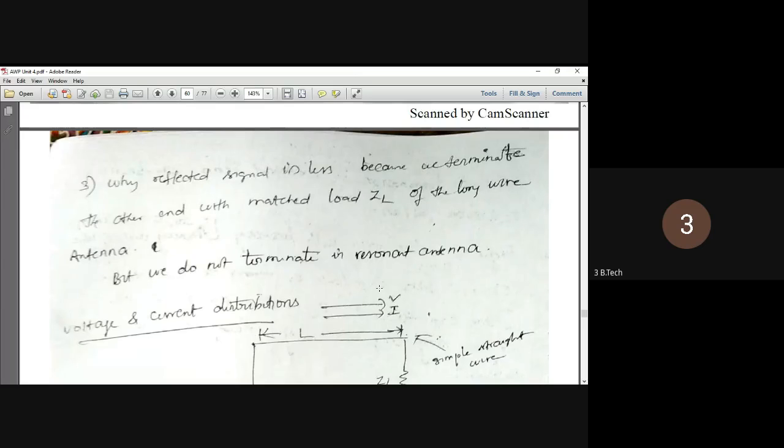But when we come to the non-resonant category, why is this reflected signal less? Because we terminate ZL. Right, we terminate. Is the screen visible? Is the audio clear? Yes, sir. Okay. Because the reflected signal is less because we terminate the other end with the matching load ZL of the long wave antenna. But the same we do not do in resonant antenna.